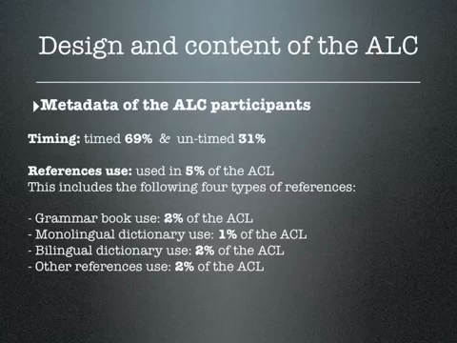So, all the materials produced in class were timed, and those produced at home were not timed, representing 31% of the corpus data. References were used in 5% of the corpus data, and this includes the following 4 types: grammar books, which were used in 2% of the corpus; monolingual dictionaries, 1%; bilingual dictionaries, 2%; and finally, other types of references represented 2% of the corpus.